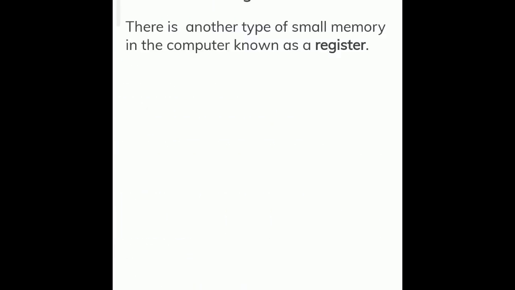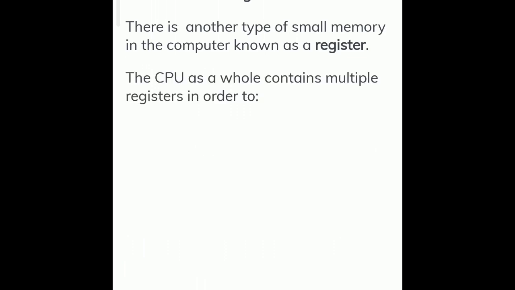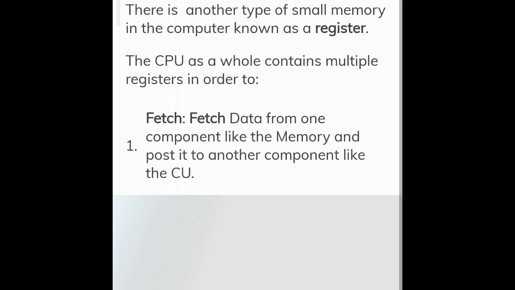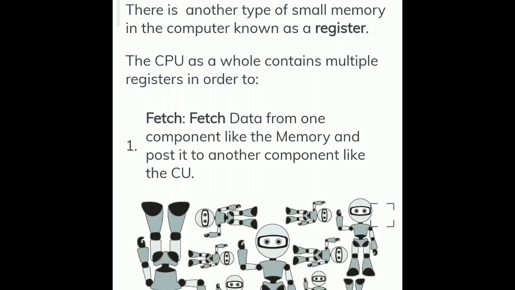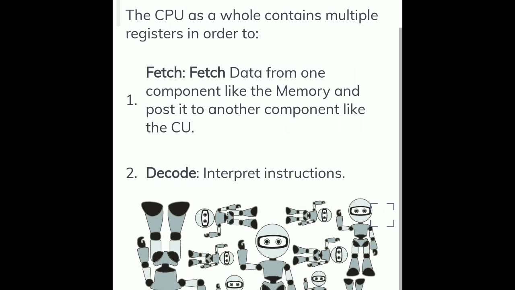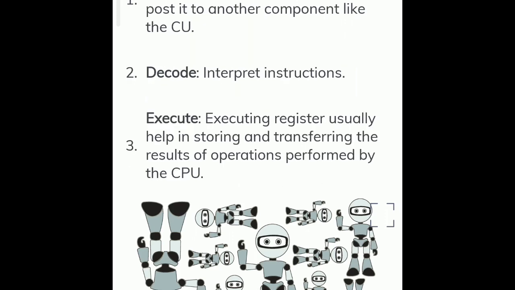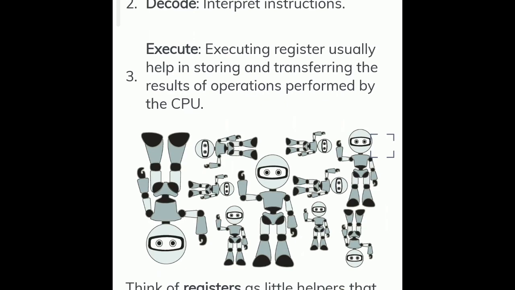There is another type of small memory in the computer known as a register. The CPU as a whole contains multiple registers in order to fetch data from one component like the memory and post it to another component like the CU. Decode, interpret instructions. Execute. Registers usually help in storing and transferring the results of operations performed by the CPU. Think of registers as little helpers that run around doing small but crucial work.